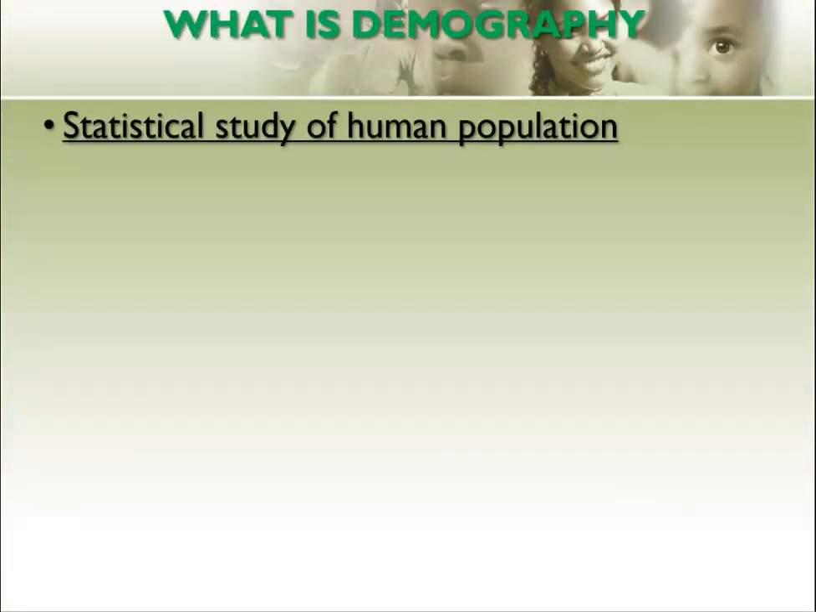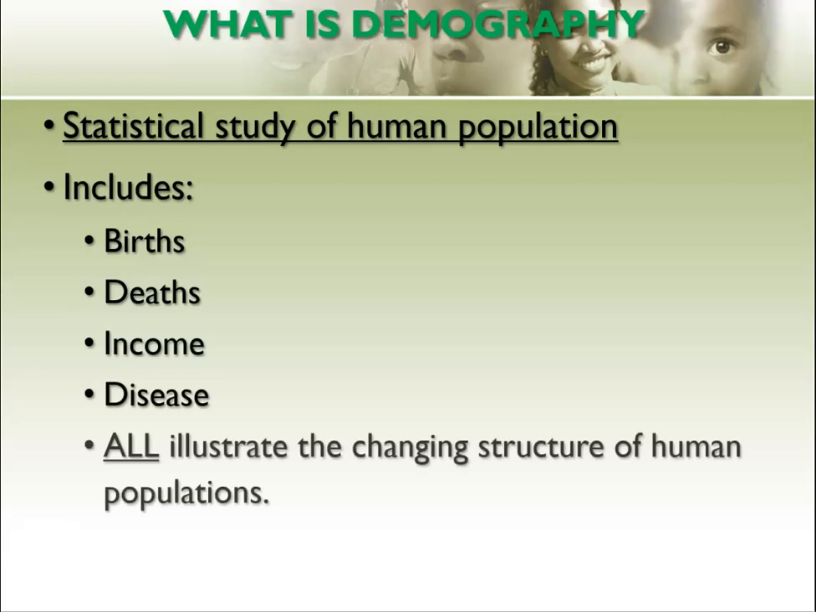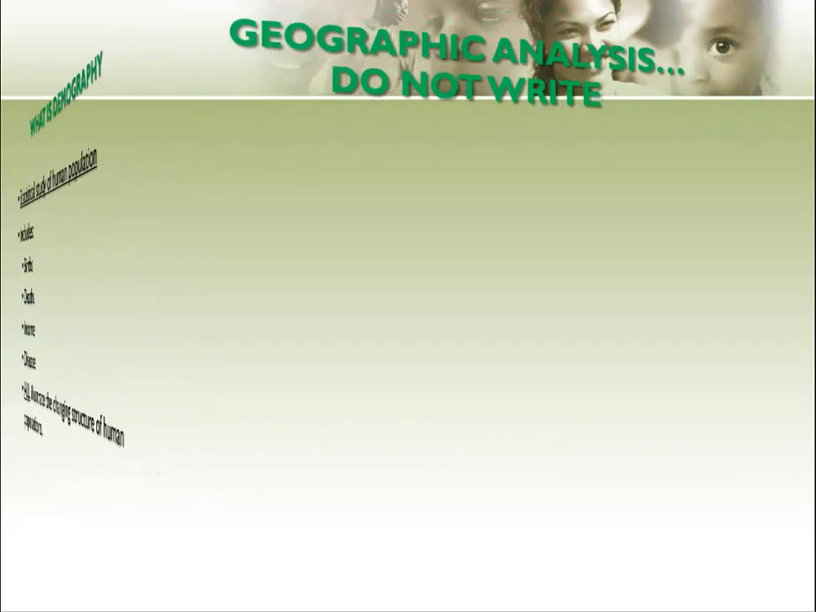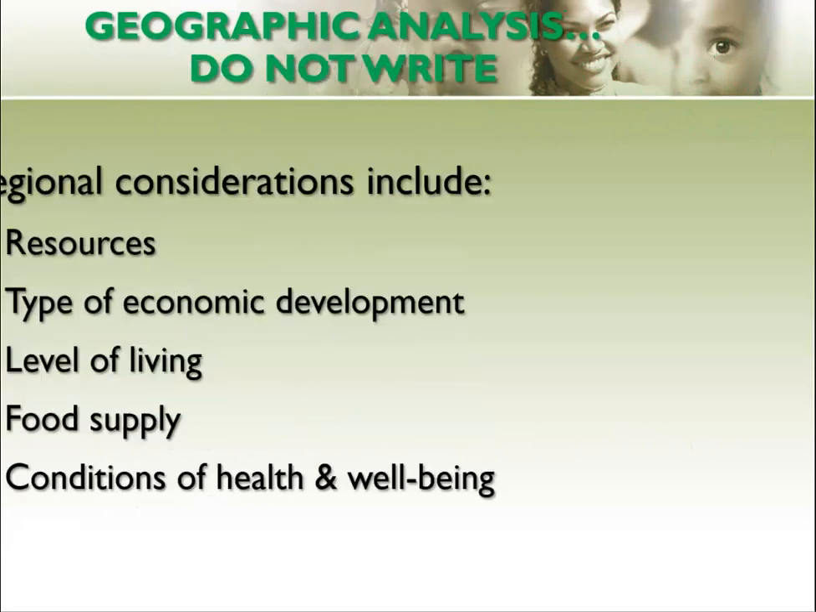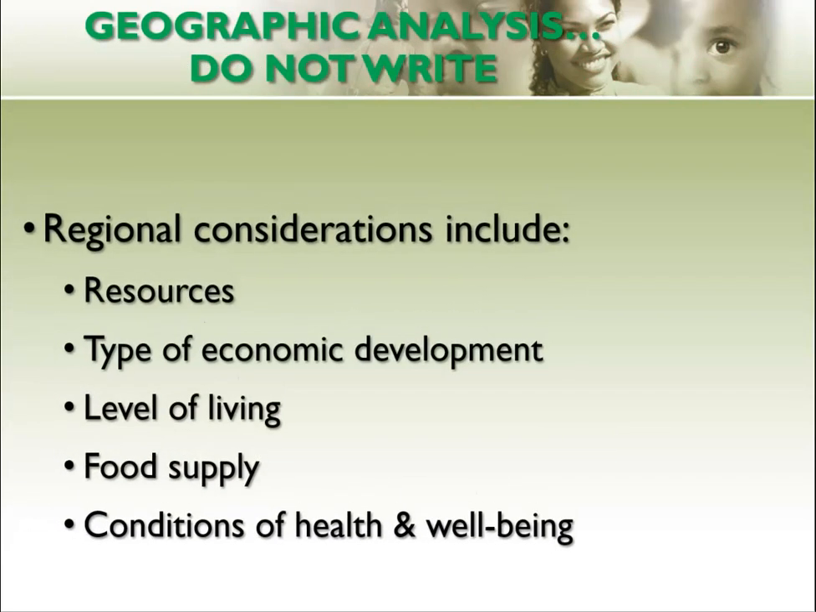Demography is the statistical study of human population, which includes births, deaths, income, and disease. All illustrate the changing structure of human populations. We may also discuss regional considerations that include resources, type of income, development level of income, food supply, and conditions of health and well-being, and these also are affected by the world's population.